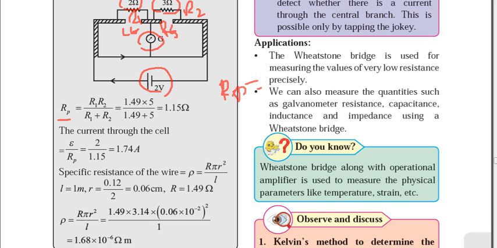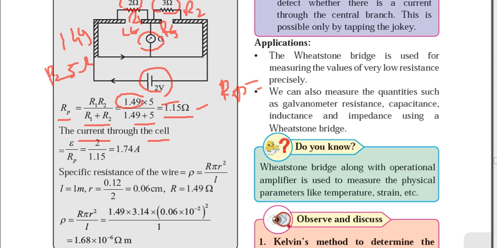So R1 into R2 divided by R1 plus R2. Okay, so the wire resistance is given here. That is R1, 1.49 ohm, and the total resistance, which is the series combination of these two resistances, that is 2 plus 3, which is 5 ohm, that is the R2. So that is 1.49 into 5 divided by 1.49 plus 5. So that will be a total resistance 1.15 ohm, that is the parallel resistance.